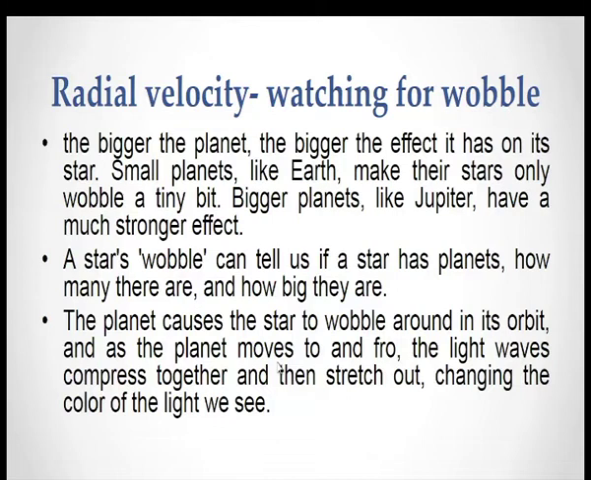So all these things can be identified by knowing the star's wobble, how the movement of the star is disturbed by the gravity of the planet orbiting around it. The planet causes the star to wobble around in its orbit, and as the planet moves to and fro, the light waves compress together and then stretch out, changing the color of the light we see from the star. So the gravitational redshift concept is also used by astronomers to prove the existence of exoplanets around a star.